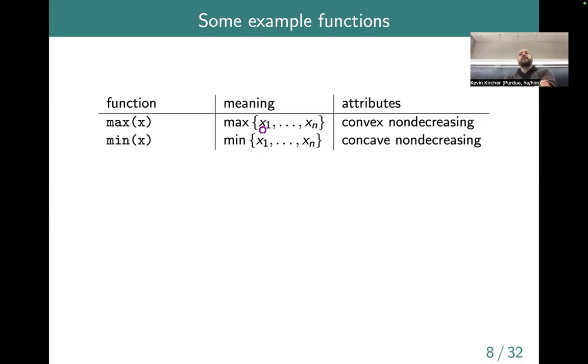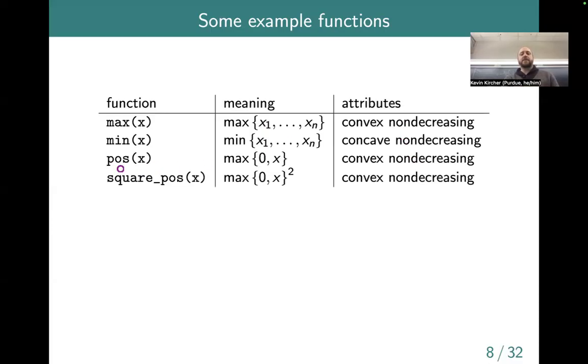Which, if you remember, if you take any convex function and stick it into a convex non-decreasing function, then that composition of functions is convex. So convex non-decreasing functions are great in that sense. The min function is concave and non-decreasing.